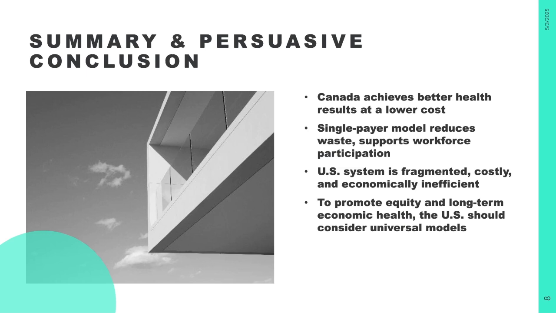So the summary and persuasive conclusion. So in conclusion, Canada's healthcare system is more economically efficient because it spends less, wastes less, and delivers better healthcare outcomes. It also improves economic stability by reducing out-of-pocket costs and ensuring everyone can access care. The US system, despite being the most expensive in the world, fails to match this performance. For a more efficient and equitable economy, the US should move toward a universal healthcare model.